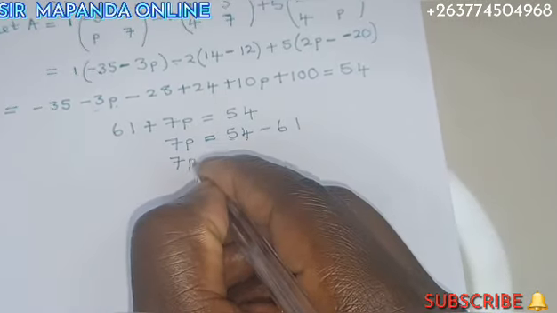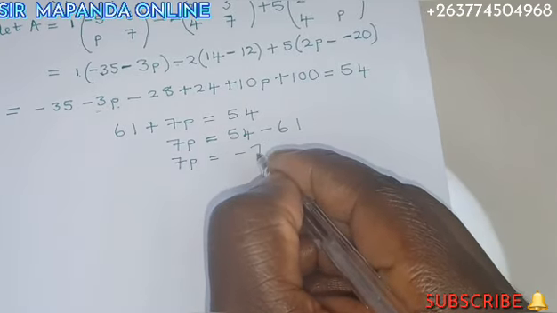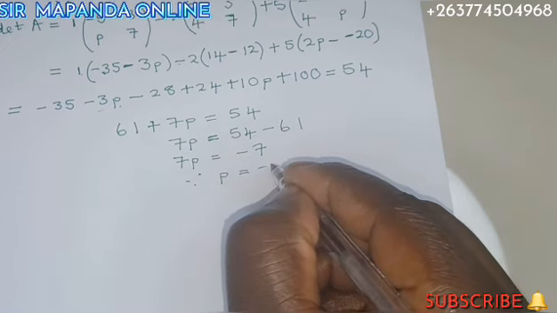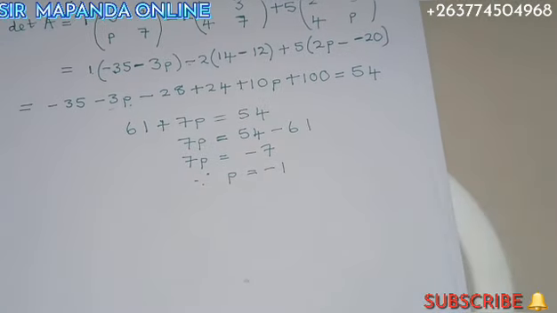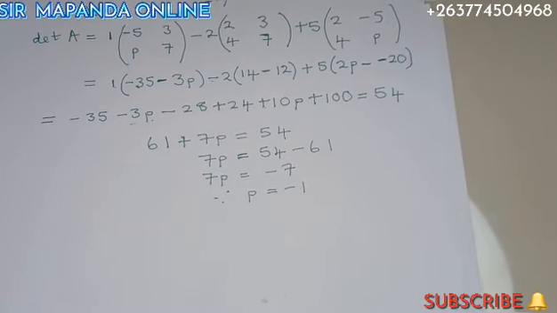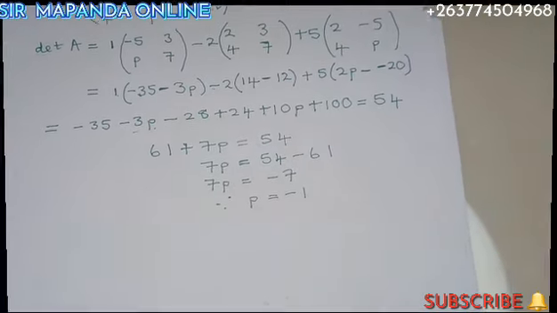So 7P is equal to negative 7. Therefore, P is equal to minus 1. So this is how you're supposed to do it. I hope you are following class. Let us move on to the next question.